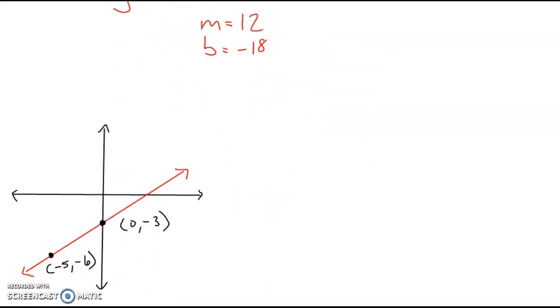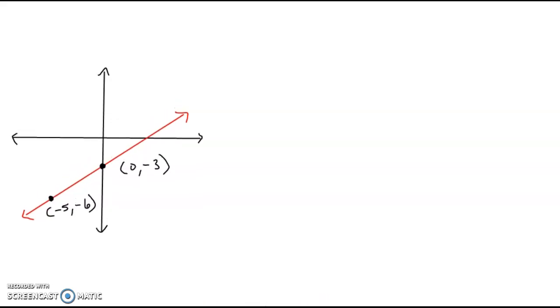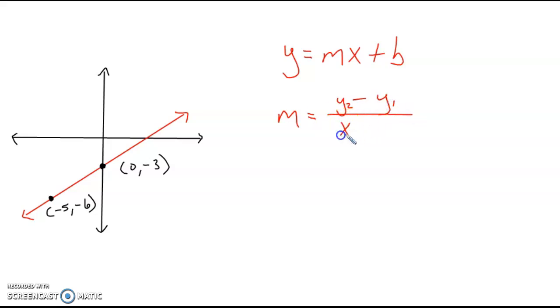Now, what if it gives us a graph and it wants us to write the equation of this graph in slope-intercept form? We want to end up looking like this, except we're going to plug in our number for the slope and our number for the y-intercept. So first, how do we find slope from a graph? Well, we can do rise over run, or if we already have two coordinates, we can use the slope formula, where m equals y2 minus y1 over x2 minus x1.